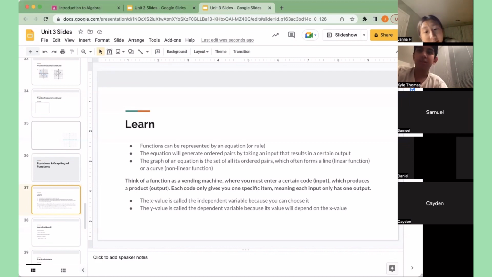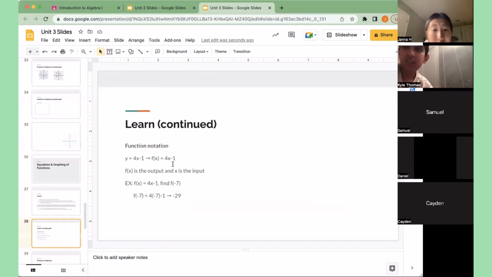Think of a function as a vending machine, where you enter a certain code, which is the input, which produces an output. And each code only gives you one specific item, meaning each input only has one output. So each code can only give you a specific item. You can't use the code for another item. The x value is called the independent variable because you can choose it. Remember, f of x. And the y value is called a dependent variable because its value will depend on the x value.